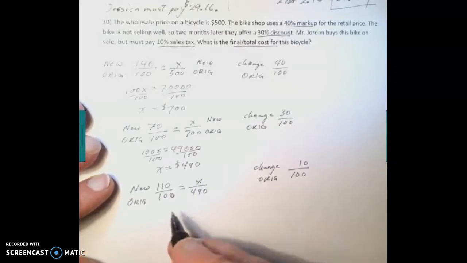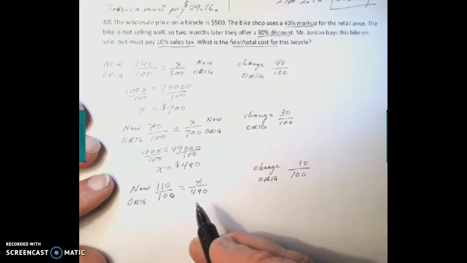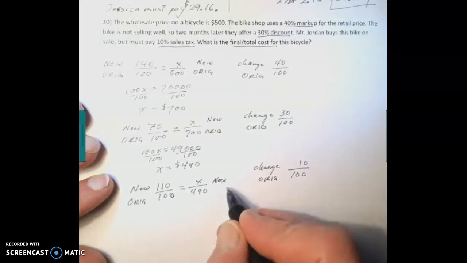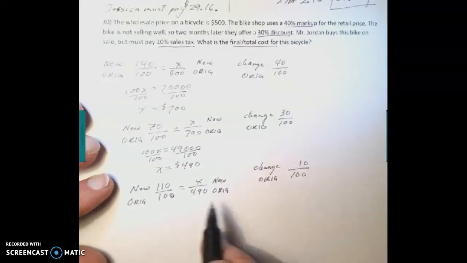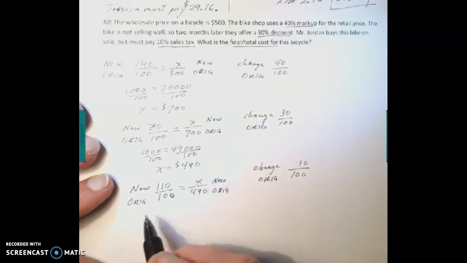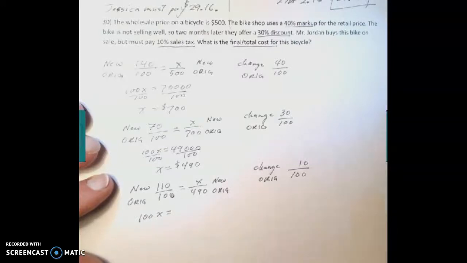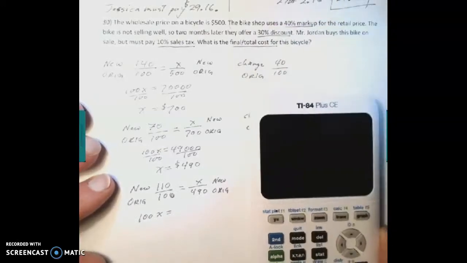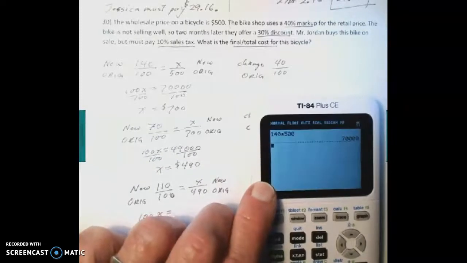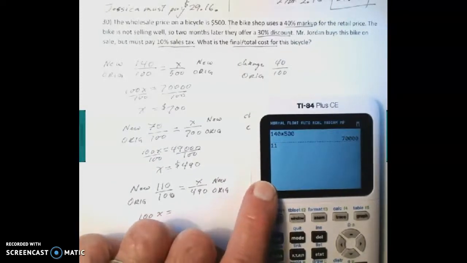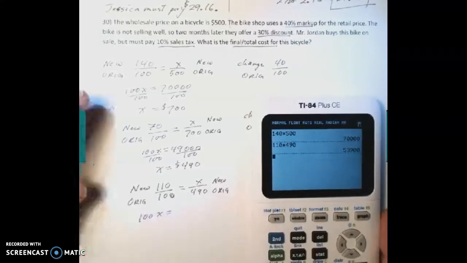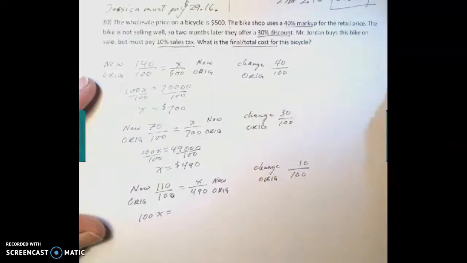You want to find the new cost, and this is the original. Again, I like this idea of labeling so that you're thinking about what outcomes you're getting here. We're getting the new price. Cross multiply, you get 100x equals 110 times 490. I'm not up to that right now. So 110 times 490 is 53,900.